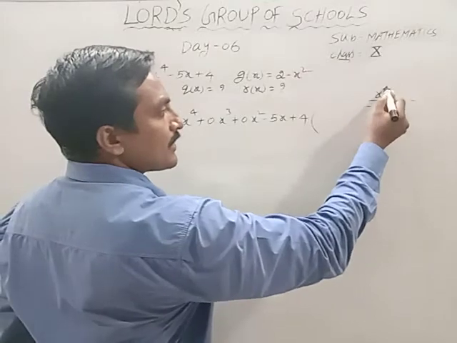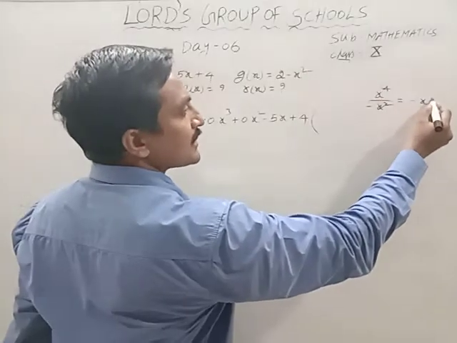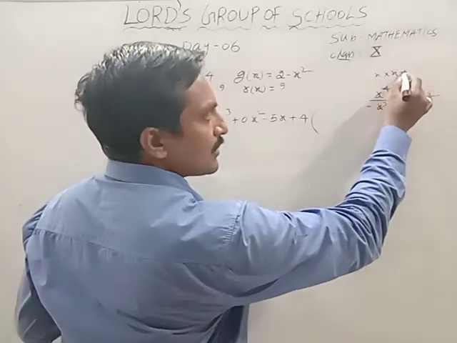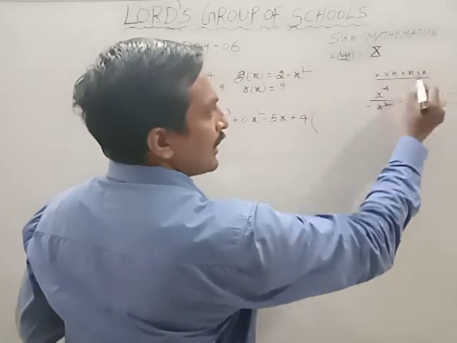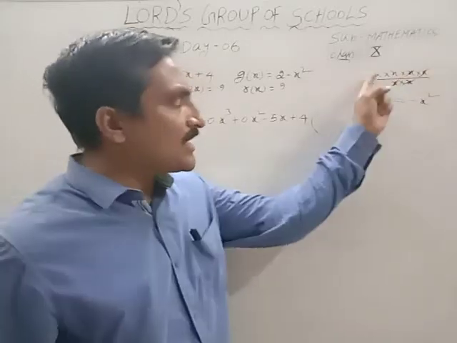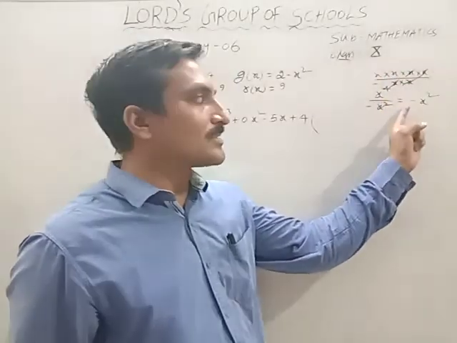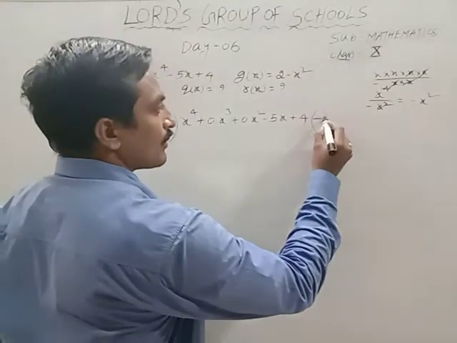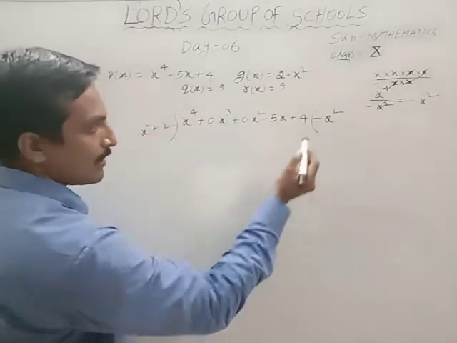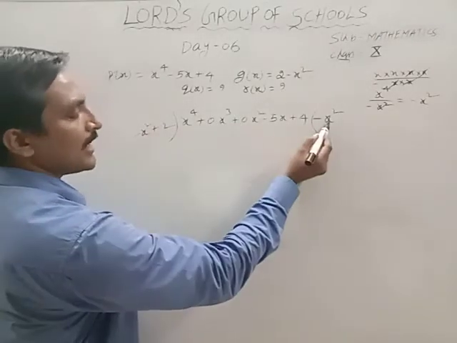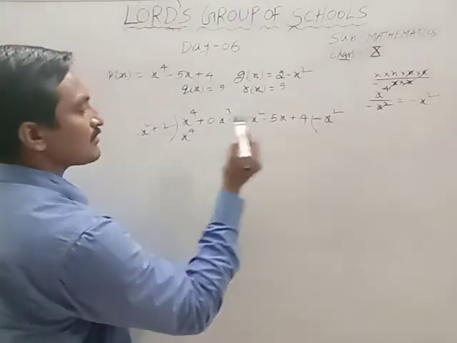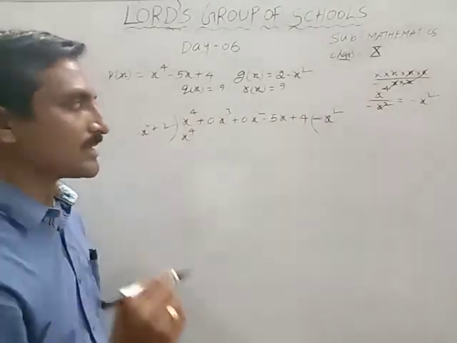Here 2 times is cancelled, which means x square is left. Nothing but x power 4 means x into x into x into x, divided by minus x square means x into x. X will be cancelled, and x square is left. That's why minus x square. Here what you have written is the quotient. This is multiplied with each and every term of the divisor. Minus into minus plus, x square into x square, x power 4. Next, minus x square into 2, minus 2x square.